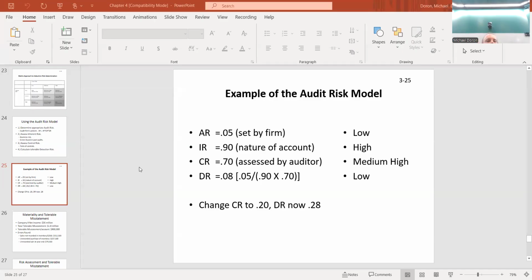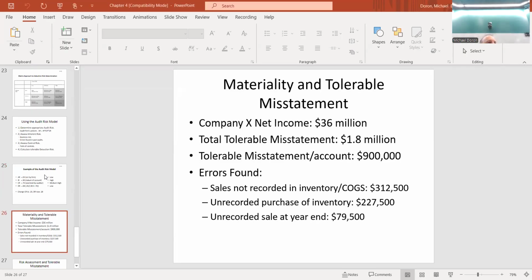Okay, I think we finished this, right? The audit risk model, is that right? Okay, so let's just finish up this chapter. These last two slides are just trying to pull together everything we learned.